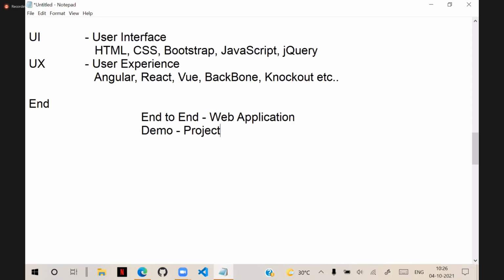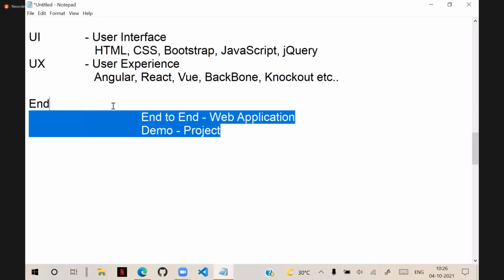Whatever technologies we learn, we will put all of these in one place and build an application. We must be able to design an application like Amazon or Flipkart. By the end of the course, we are going to build an end-to-end web application. We will discuss that. I hope everyone is clear with all these topics.